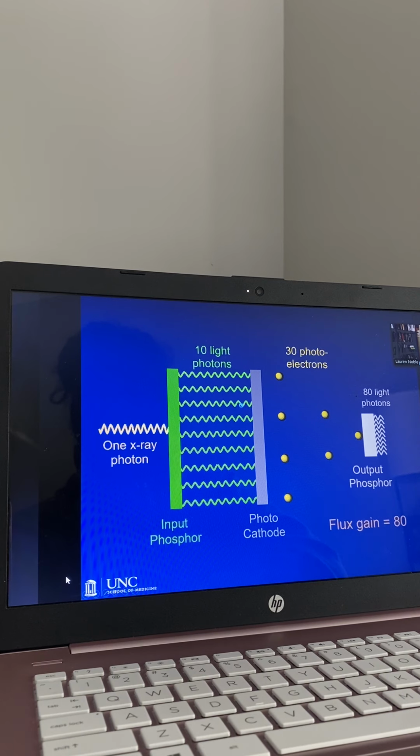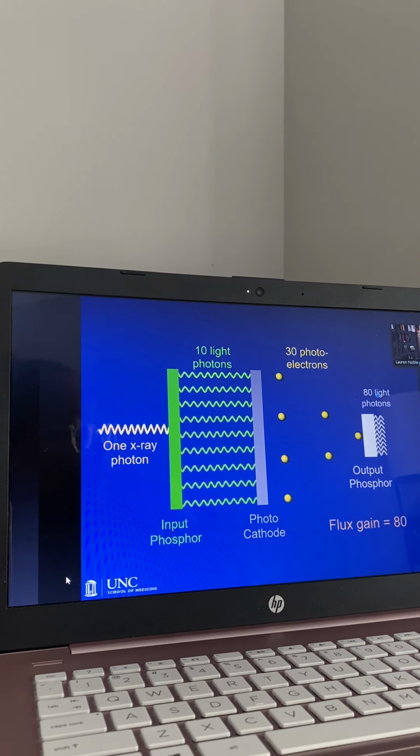But that photocathode will take these light photons and convert them into electrons. And in this example, it happened to convert 10 light photons into 30 photoelectrons. And then they're rapidly accelerated to the output phosphor. The output phosphor will take those electrons and convert them to 80 light photons. So we started out with 1 X-ray, but we have 80 light photons. Okay? So the flux gain would be 80. So how did I come up with a flux gain of 80? How do you come up with that?